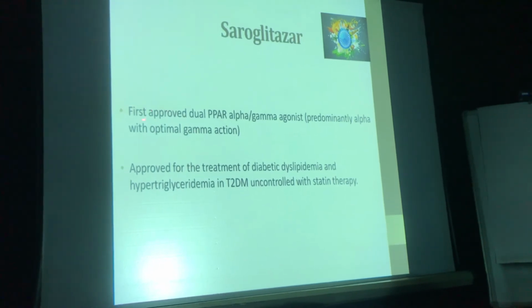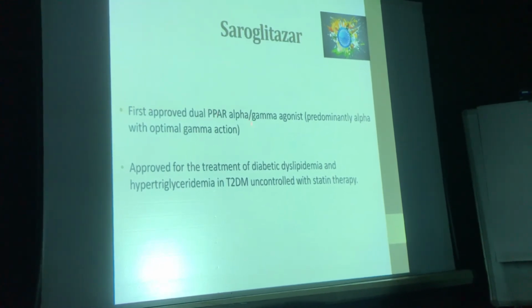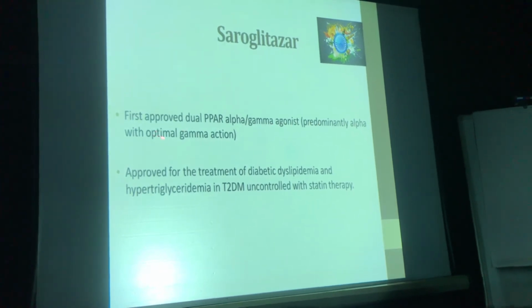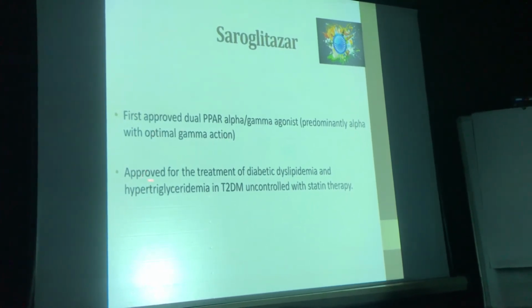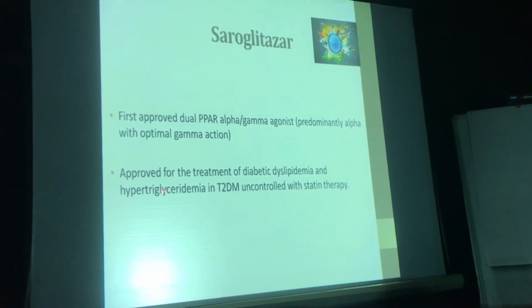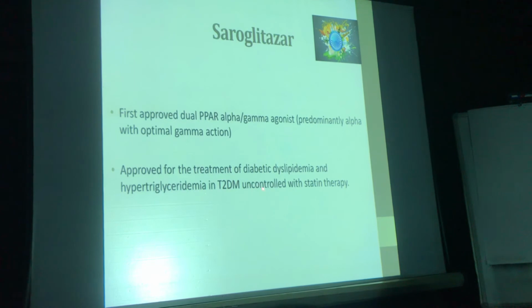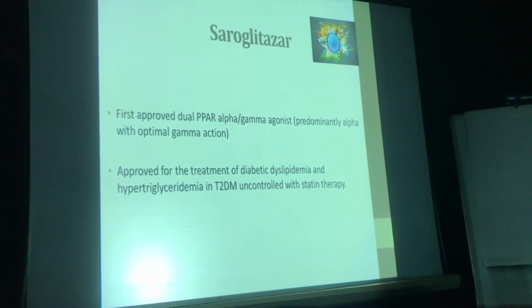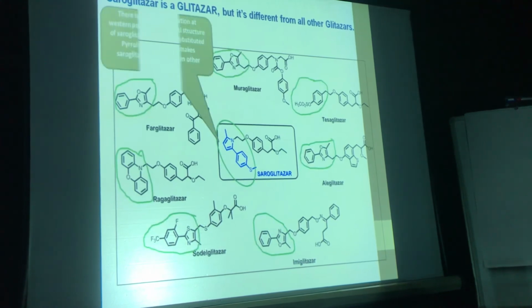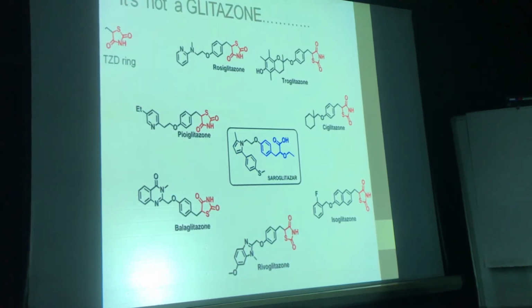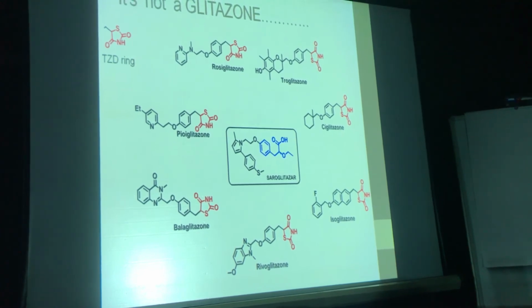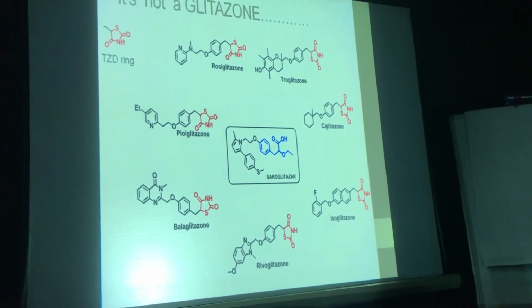So this is the first approved PPAR alpha and gamma agent, because it has a dual action, predominantly alpha with optimal gamma action, and is approved for treatment of diabetic dyslipidemia and hypertriglyceridemia in type 2 diabetes uncontrolled with statin therapy. It's a glitazar and not a glitazone, and this is the reason we don't see fluid and water retention with this molecule.